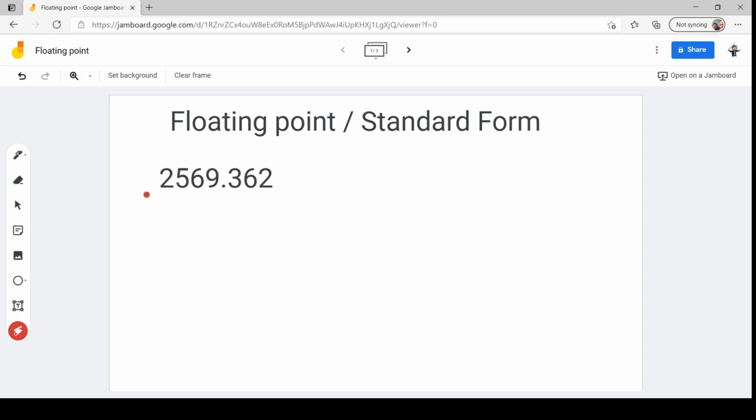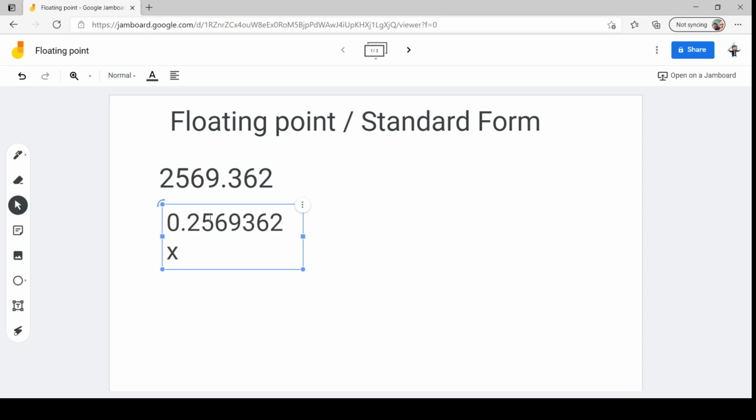So the number 2569.362 would be written like this. So let's make my text box nice and big. This number would be written like 0.2569362, and it would be multiplied by 10. And you would write down how many times the decimal point is moved, and it's moved 1, 2, 3, 4 times, so it would be times 10 to the power of 4.